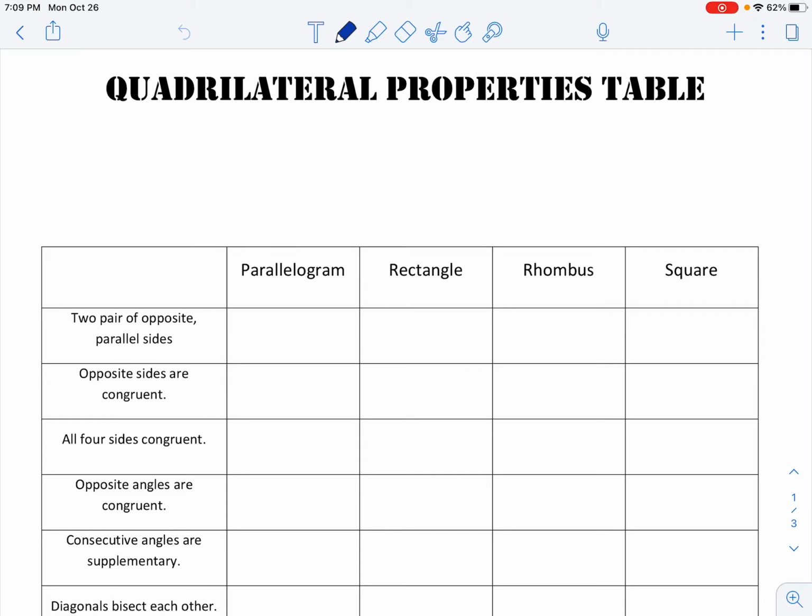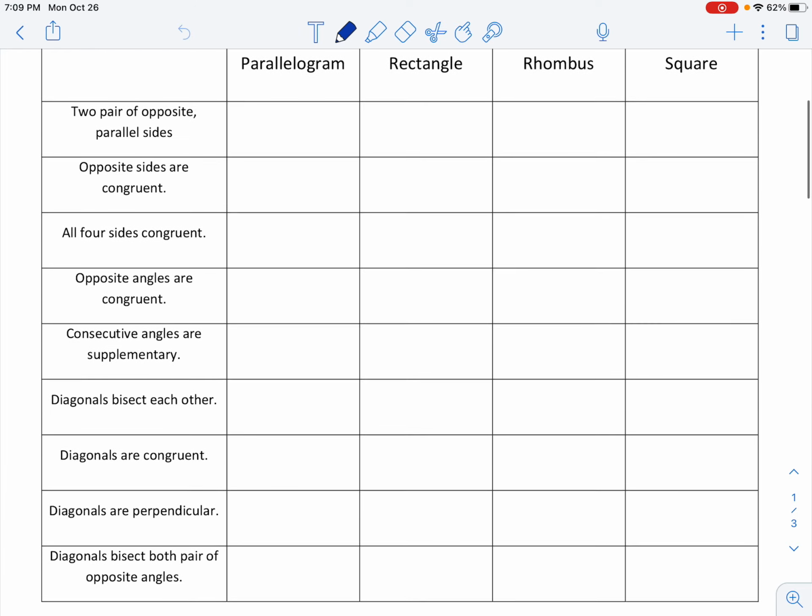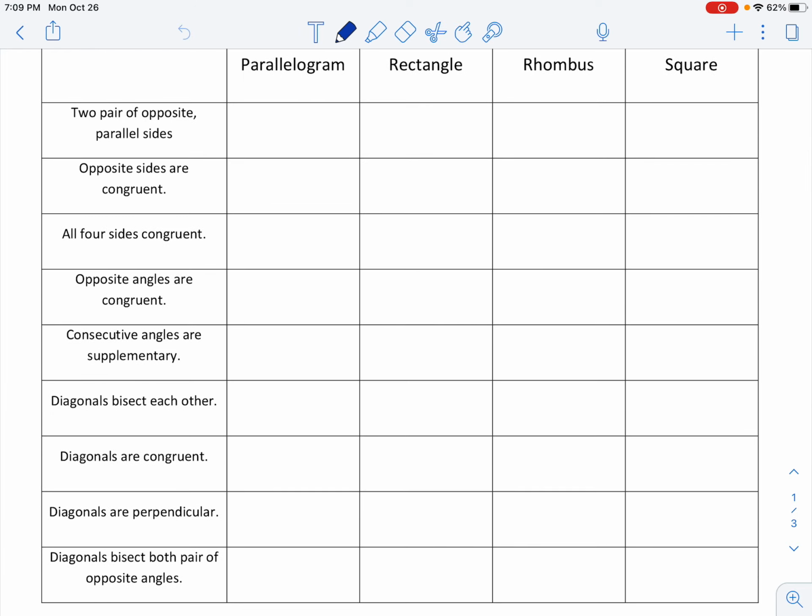Okay, so let's look at this table of the quadrilateral properties. We have some properties in the left column, and then we've got the 4 special quadrilaterals we've been talking about along the top row. We're going to check off which properties each of these quadrilaterals have. So let's start with the parallelogram.